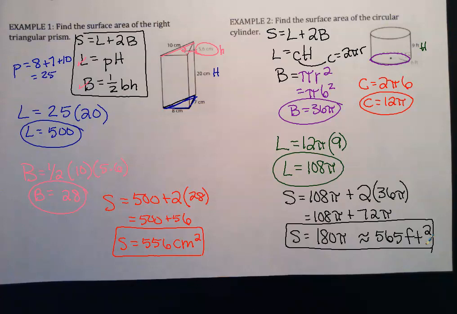Would it be pi squared or no? It wouldn't be pi squared. It would be 180 pi feet squared. Sorry. Is that what you were getting at? Yeah. We'd have to put the feet in there and then square the feet. Okay. Perfect.